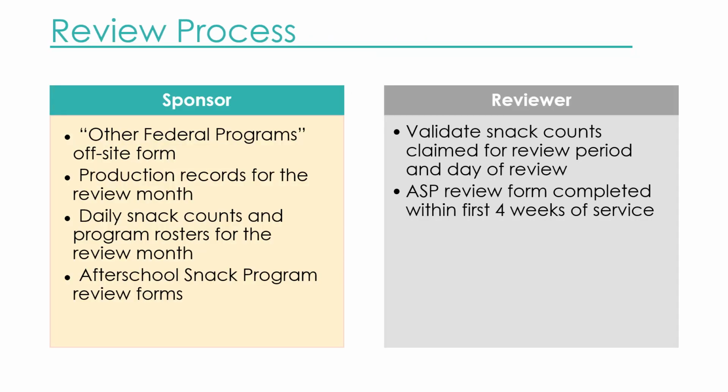To complete the administrative review portion of the after-school snack program, the sponsor will access the other federal programs form in the off-site forms list and mark the ASP box, as well as provide the following documents to complete the review: production records for the selected week from the review month, documentation to explain or demonstrate that the sites accurately count and claim snacks, snack program rosters that include daily meal counts for the review month, and the after-school snack program review forms to ensure the reviews are completed in accordance with program and regulatory timelines.